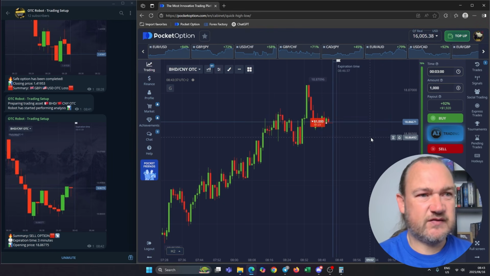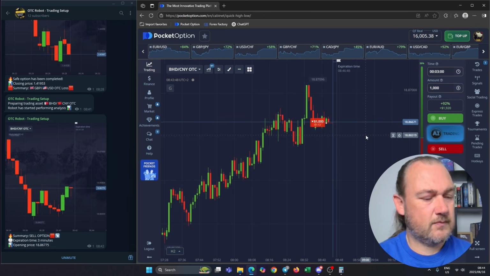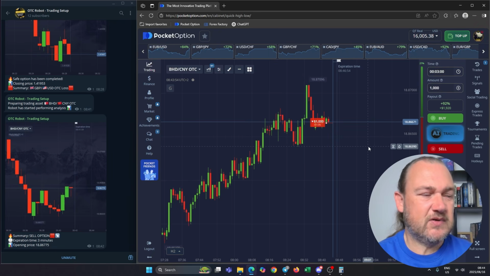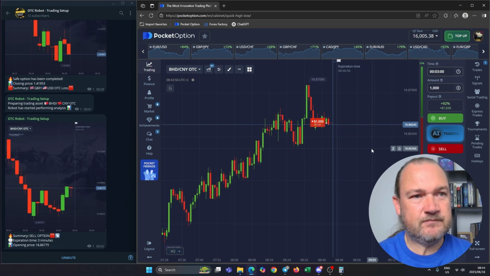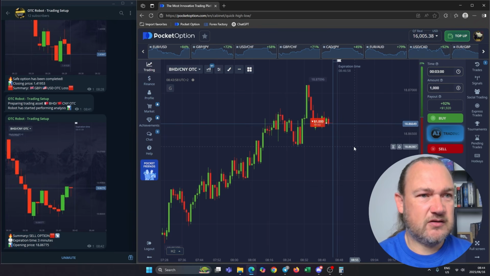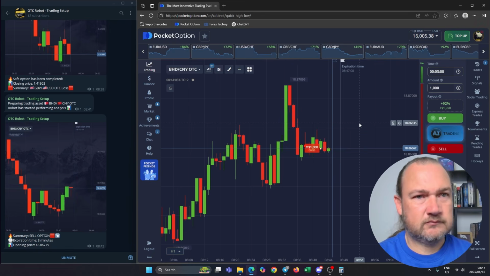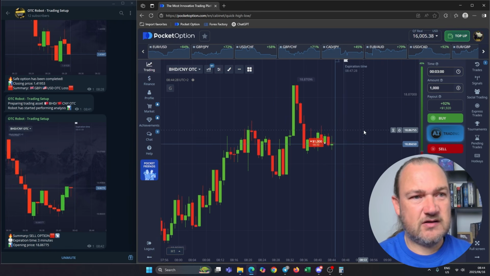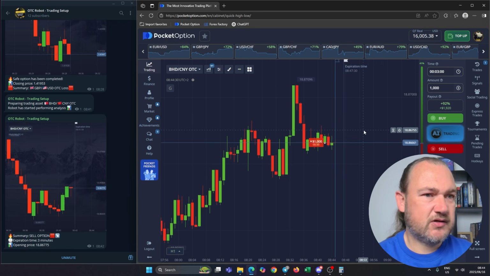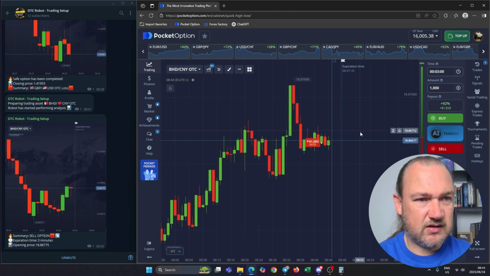Got a minute and 25 seconds left. 1 minute left on this. Let's see what happens. It's starting to come in there. Suppose we can zoom in a little bit more. 30 seconds left on this. It's not looking bad. This could still be a very good trade.